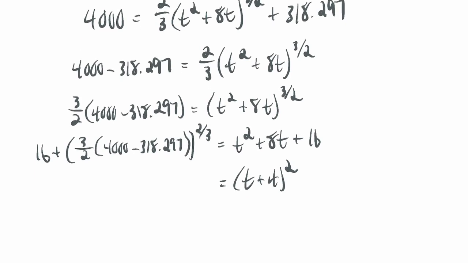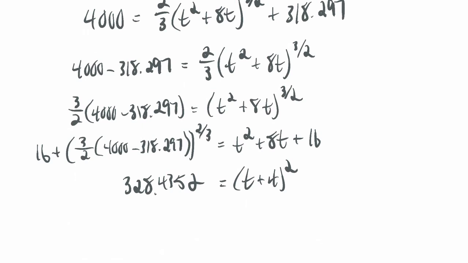Okay, so I've got 16. In fact, let me go ahead and turn this into a decimal. So 16 plus 3 over 2 times 4,000 minus the 318, which I'll have the calculator keep in its long form. 16 plus 328.435, which might be correct. I might have to correct that. I'm going to do this again just to make sure. Okay, so 4,000 minus the 318 times 1.5 raised to the 2/3 power plus 16. Yeah, 328.435. That should be correct.